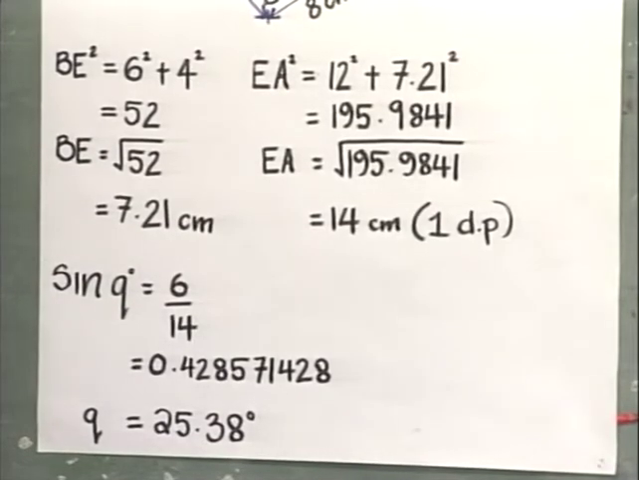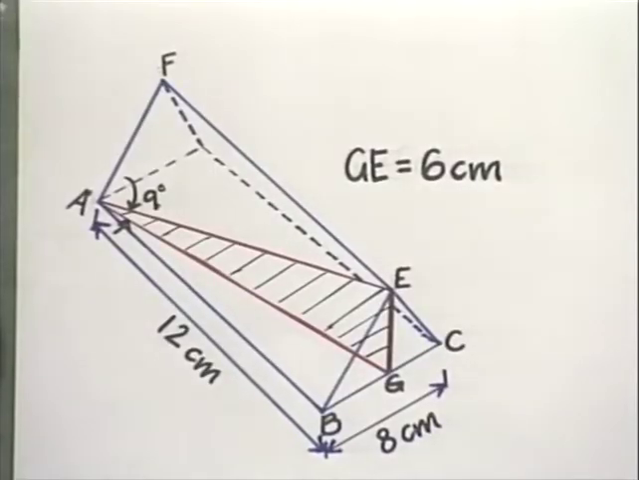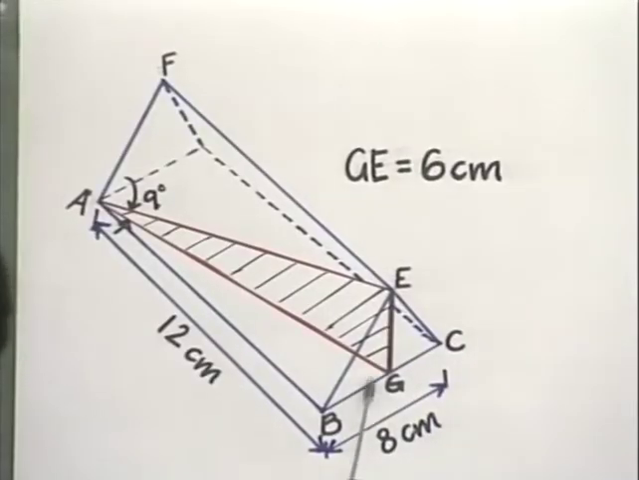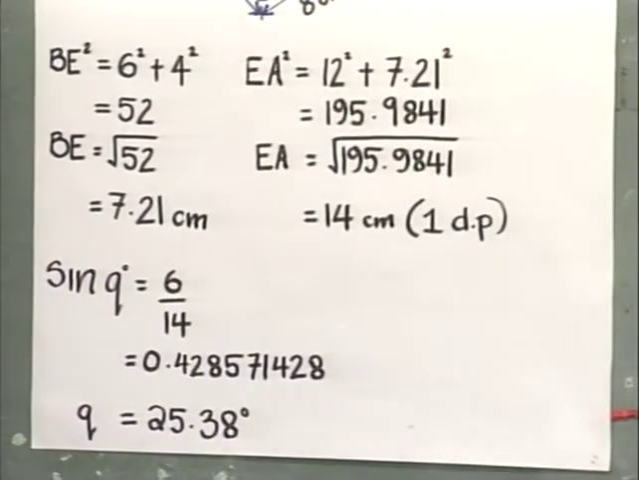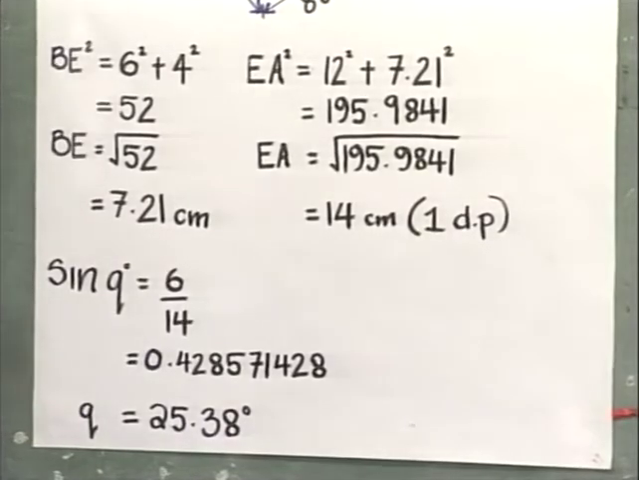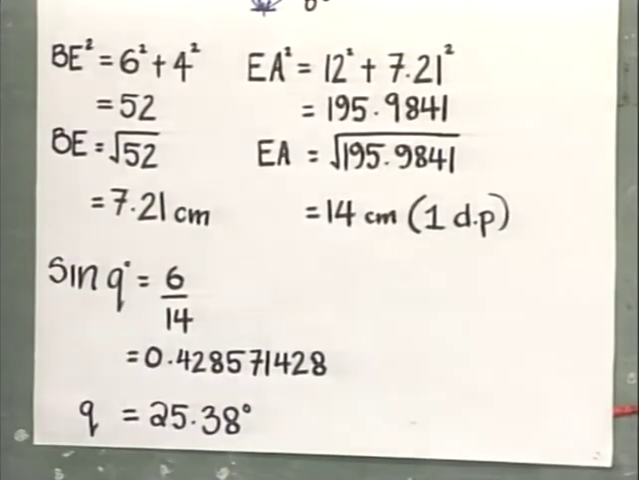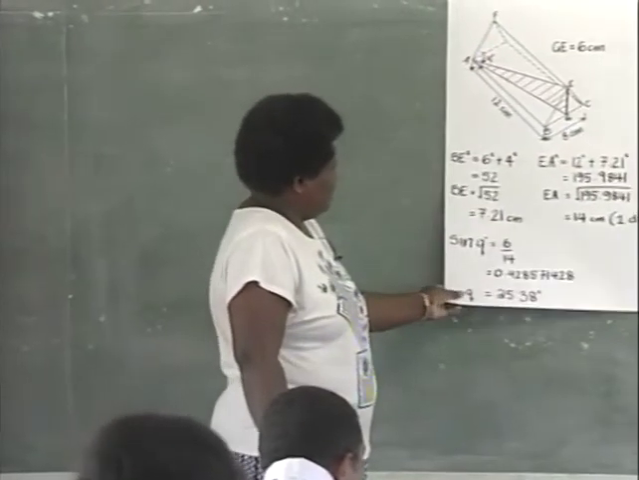Okay, to find angle Q, sin Q equals 6, which is the opposite, this one, over 14, which is the hypotenuse, which is equal to 0.428571428, so Q is equal to 25.38 degrees. Well done, George.